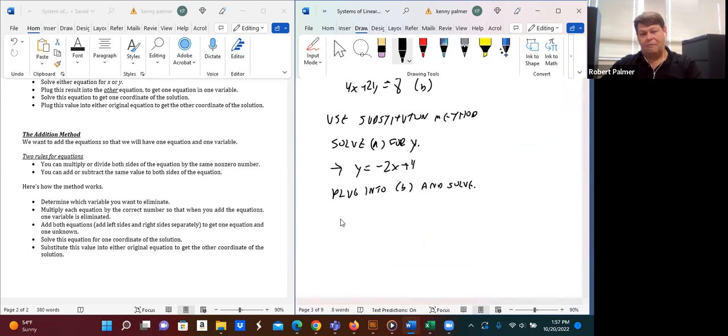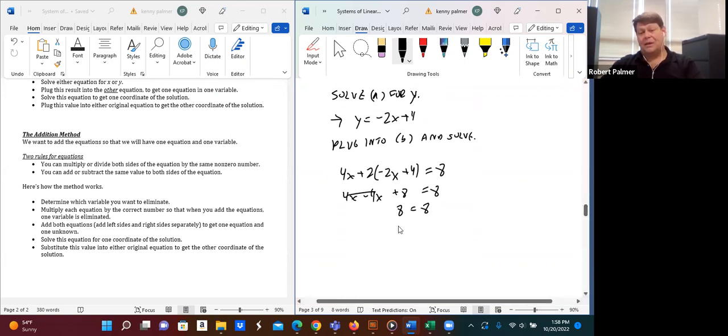If I do that, I have 4x plus 2 times y, and y is negative 2x plus 4, is equal to 8. Once again, distribute. So I'm going to have 4x, then 2 times negative 2x is minus 4x, and then 2 times 4 is plus 8, is equal to 8. Now, if you notice, these cancel out, so I'm left with 8 is equal to 8, or if you subtract 8 from both sides, that's also 0 equals 0, however you want to think of it.